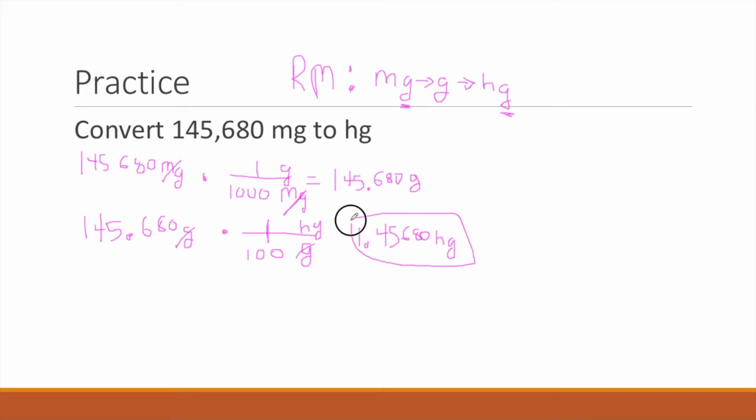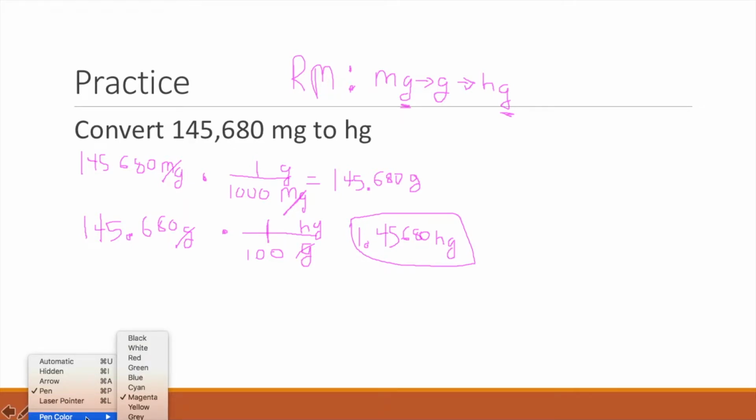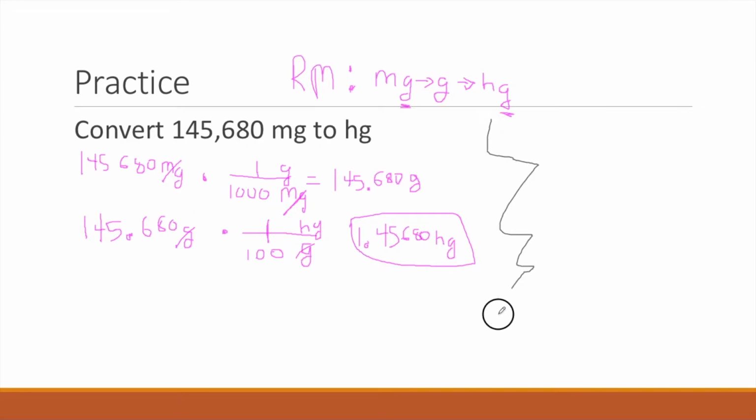This example was done using the first method, where you would have 2 separate problems. I'm also going to show you another method where you have only 1 setup. I'm actually going to do it down here. Okay, so instead of doing 2 separate problems, I can go ahead and do 2 conversion factors back to back.